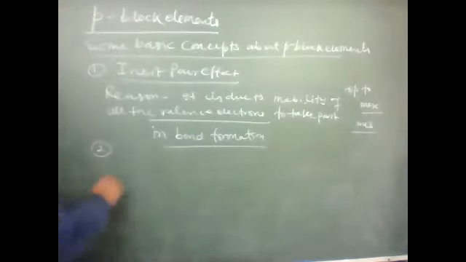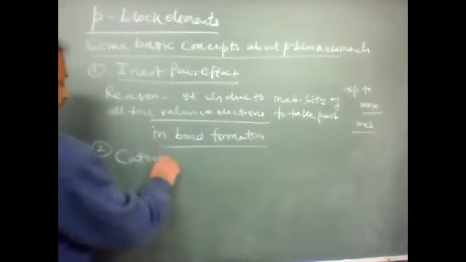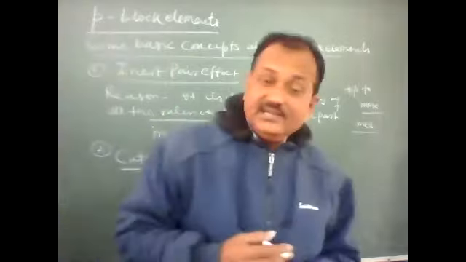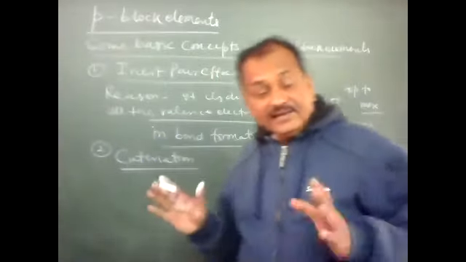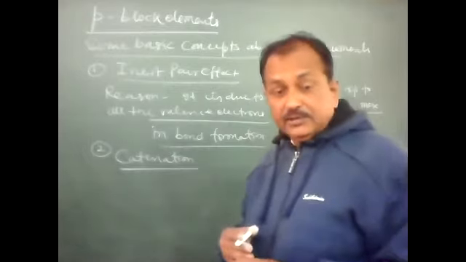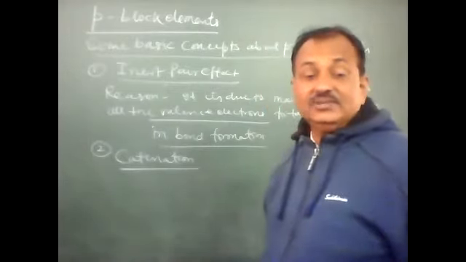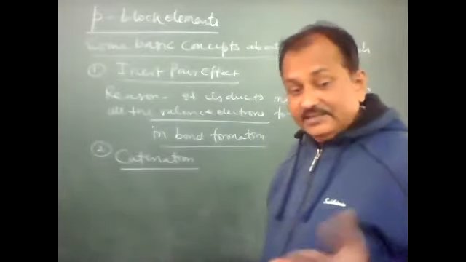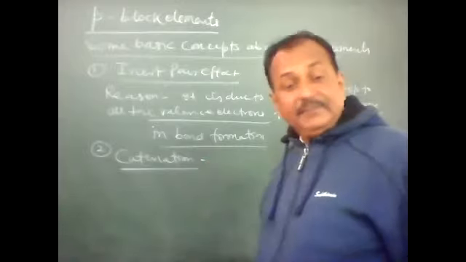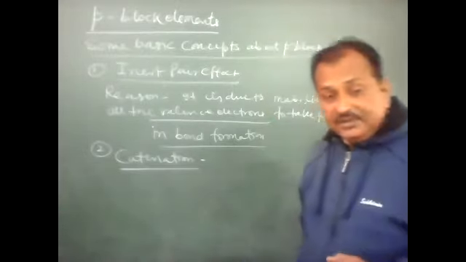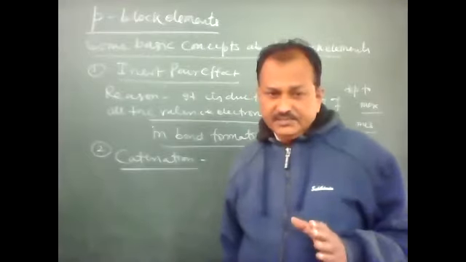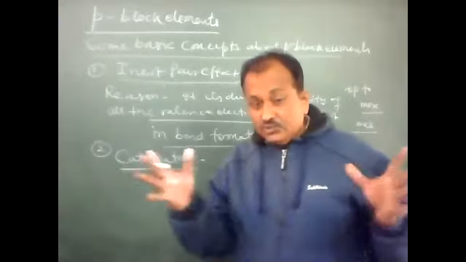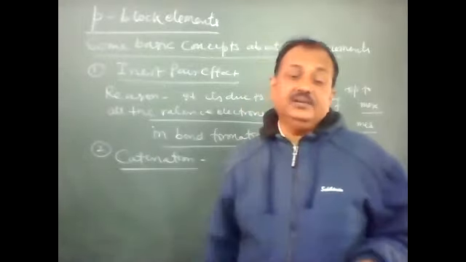Now the second point is catenation. You have read in class 10th about catenation. Catenation is a very important property of the p block, and this property is related to group 14. So what is it? Catenation may be defined as the property of some elements due to which similar type of atoms are joined together in a variety of manner.